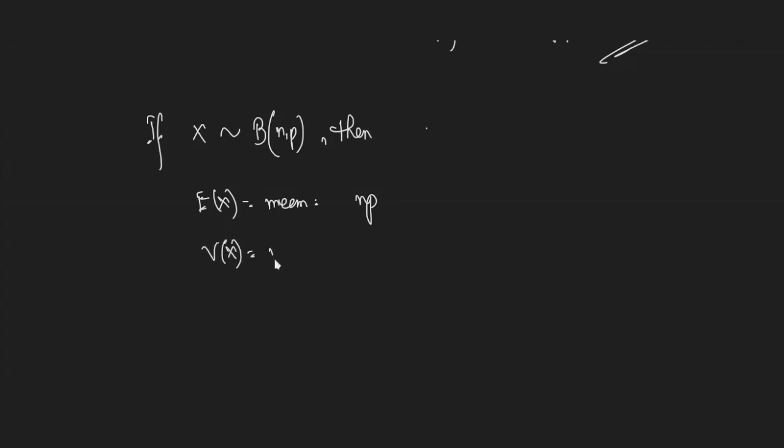So the conclusion we can draw is: if x follows a binomial distribution with parameters n and p, then the expectation of x, the mean, is np, and the variance of x is npq.